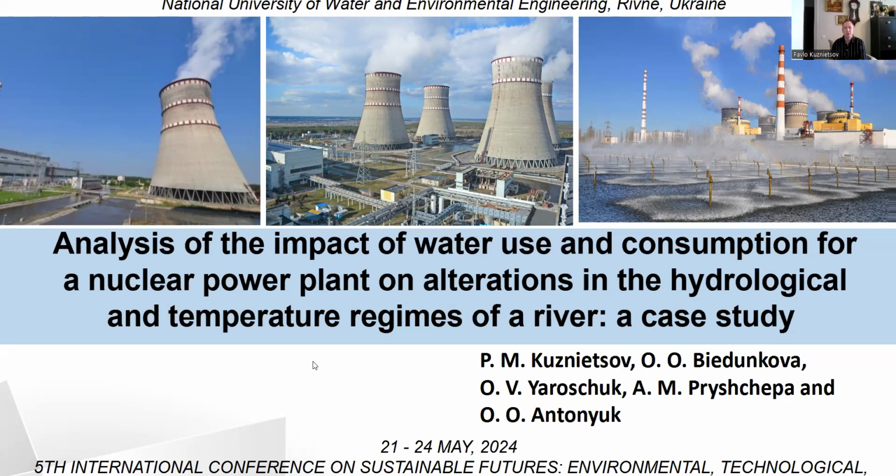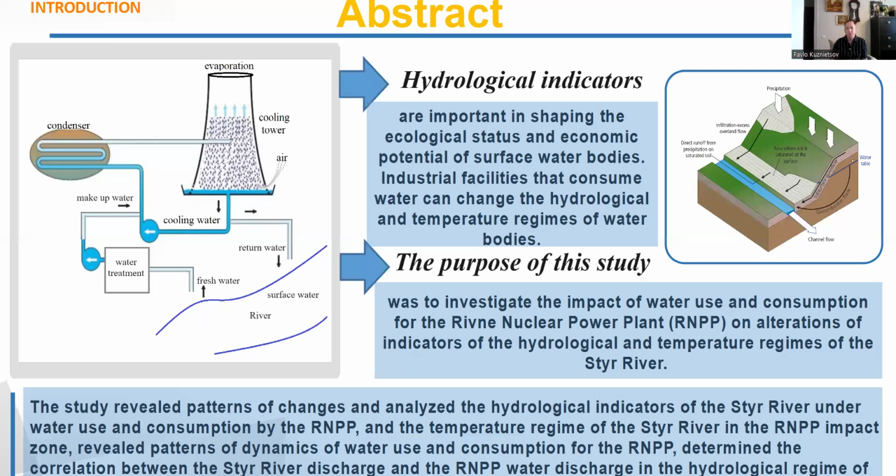The report is titled "Analysis of the impact of water use and consumption by a nuclear power plant on changes in hydrological and temperature conditions of a river: a case study." Operation of a nuclear power plant consumes a large amount of water and discharges it into nearby water bodies.